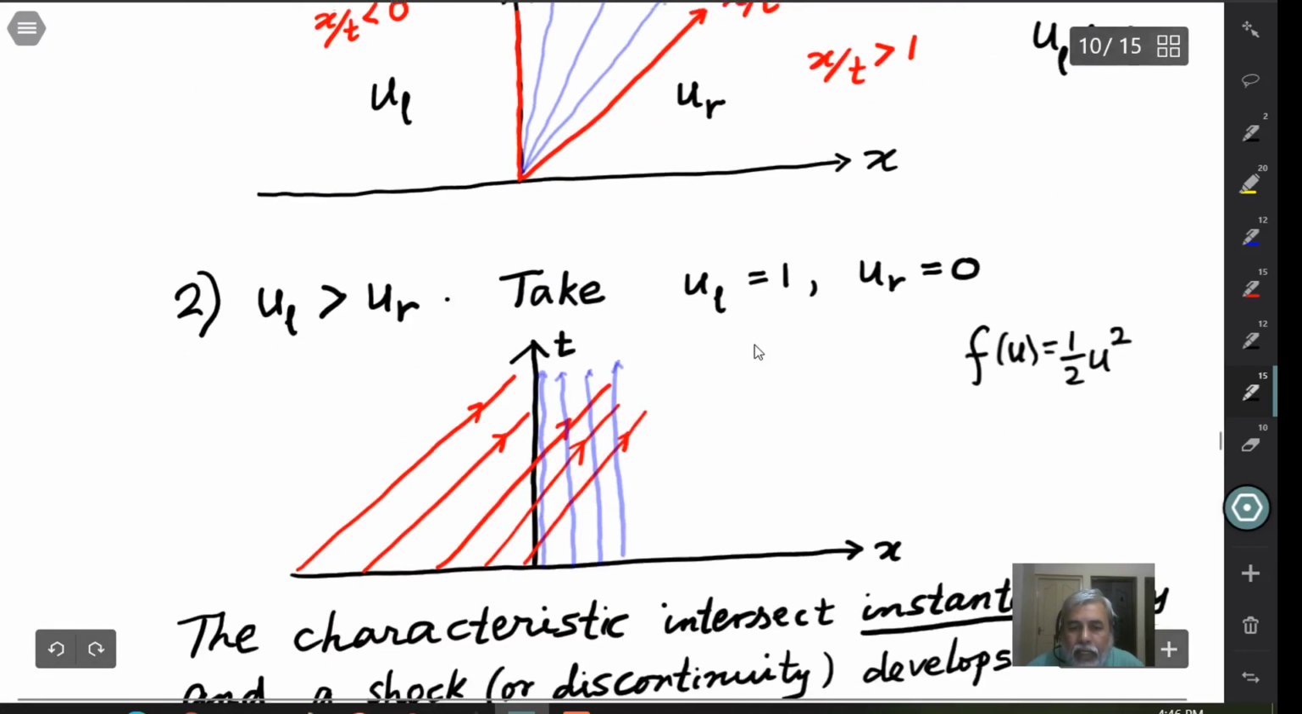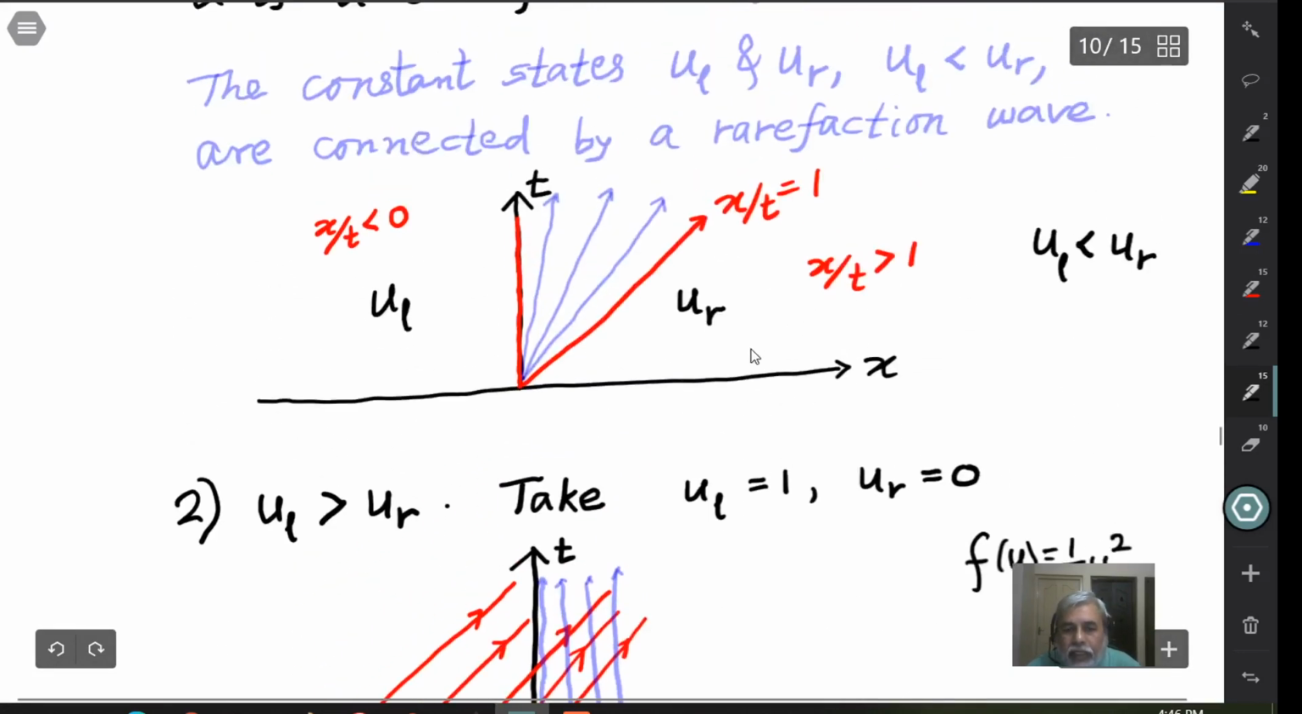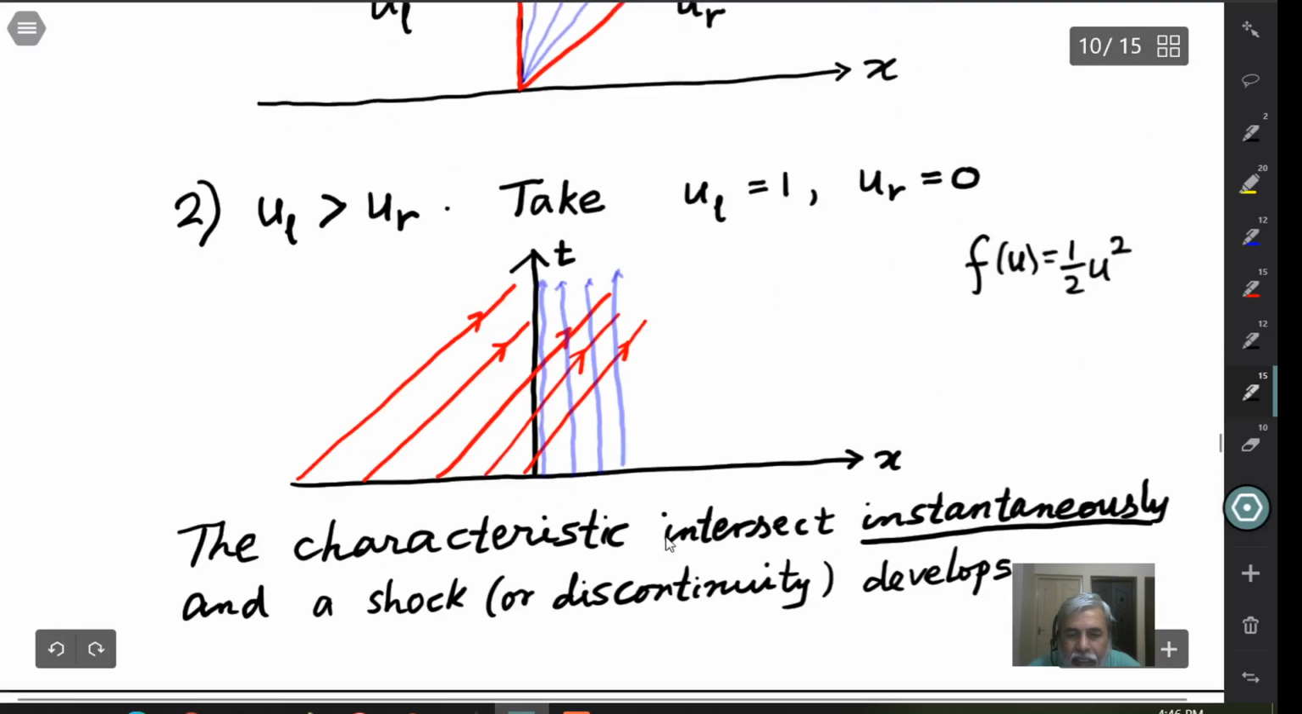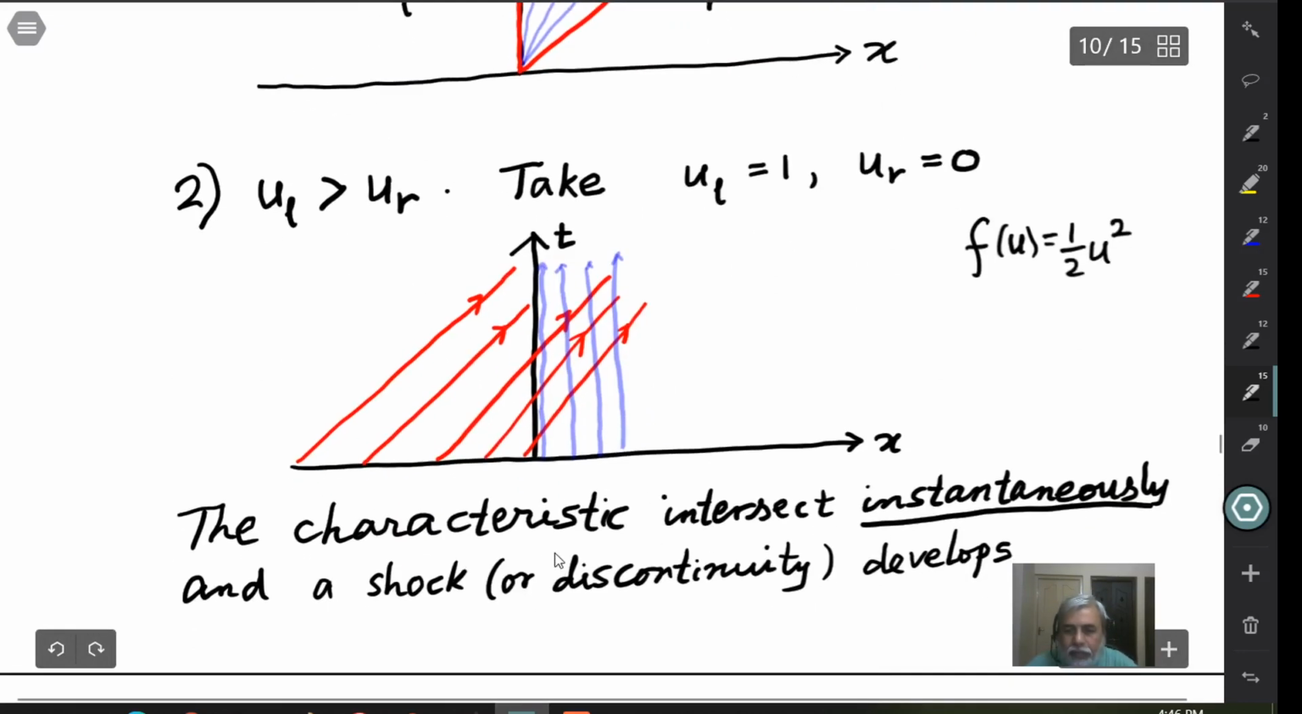Again, if you draw the characteristics in this case, when I take the initial condition with the left state as 1 and the right state as 0, we immediately see that the characteristics intersect instantaneously. The characteristics coming from x less than 0 instantaneously intersect with the characteristics from the right. These blue lines are the characteristics.